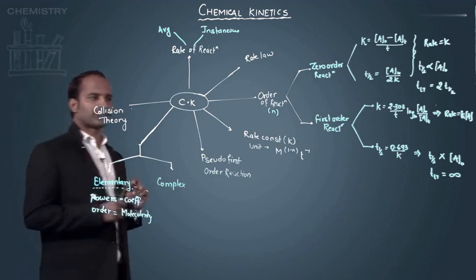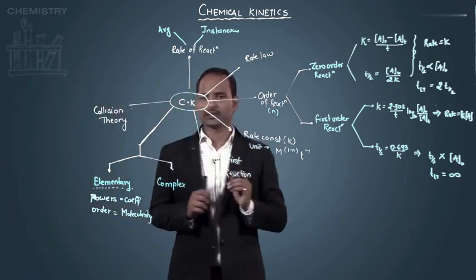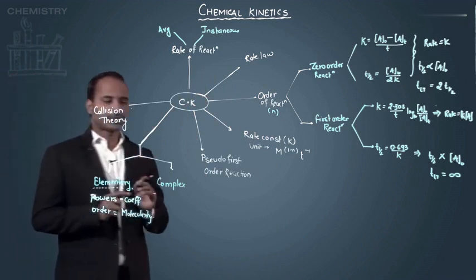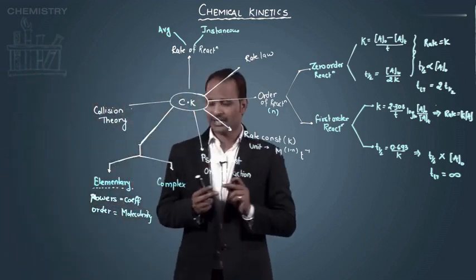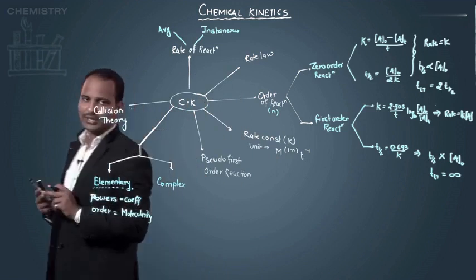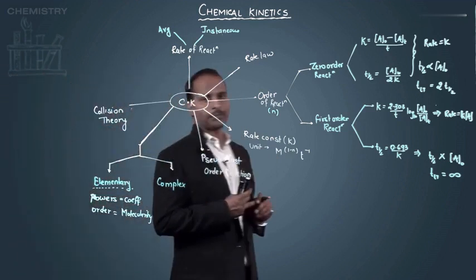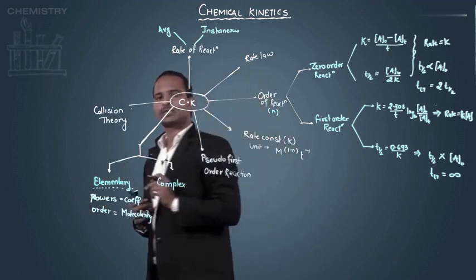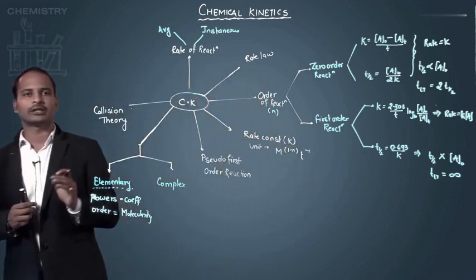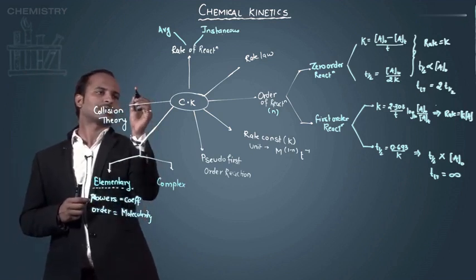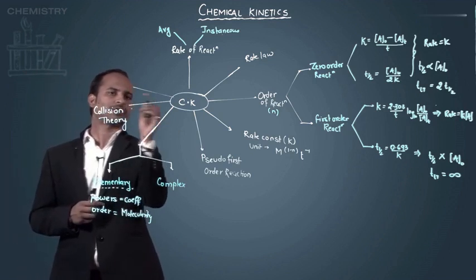Collision theory, according to which for a reaction to take place, three criteria are required. First, reactant molecules should collide. The second criterion is activation energy, and the third is that molecules should be properly oriented. If all three criteria are followed, then only the reactants get converted into product. After collision theory, we did the effect of temperature.